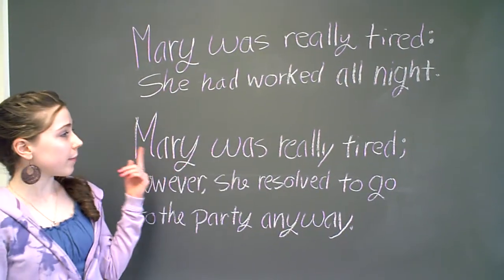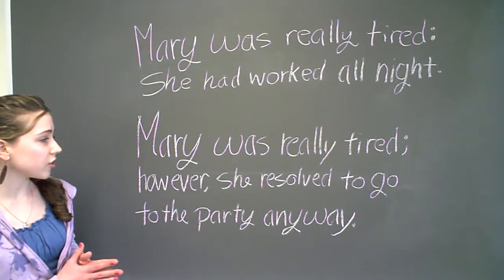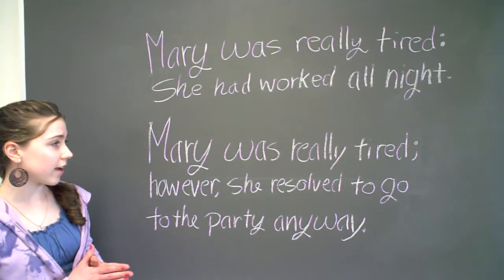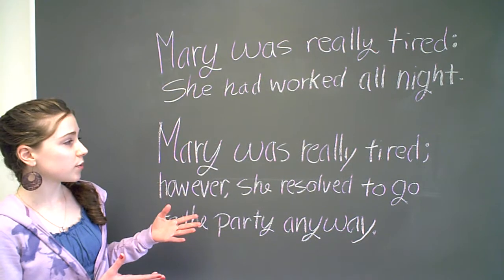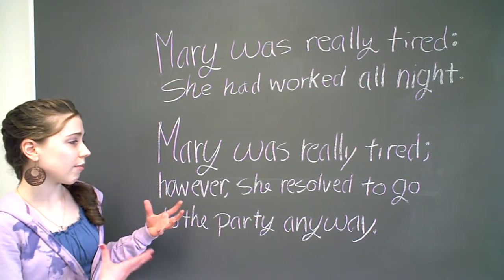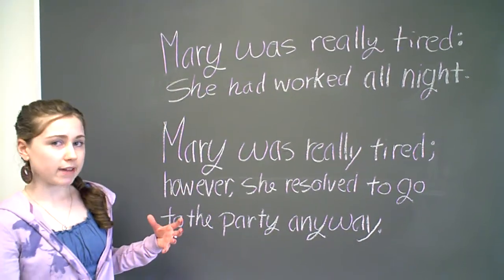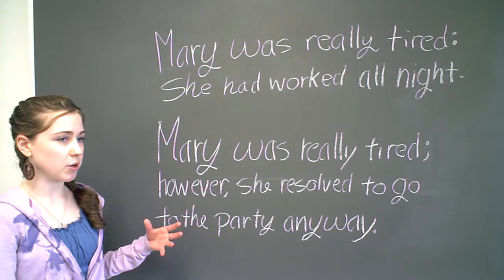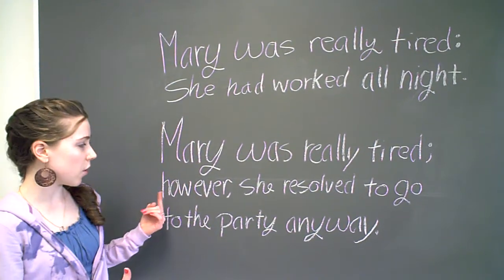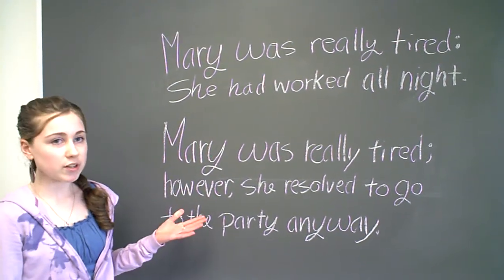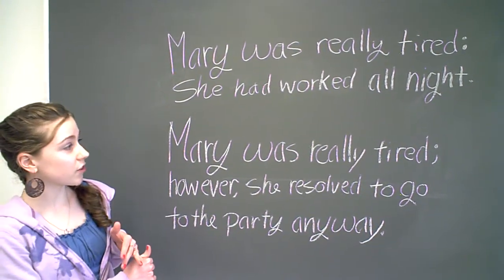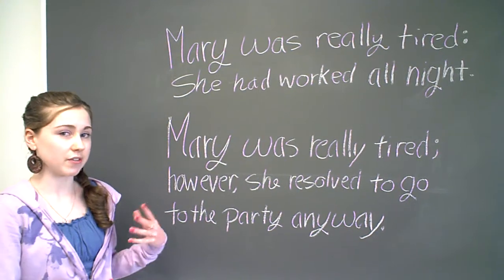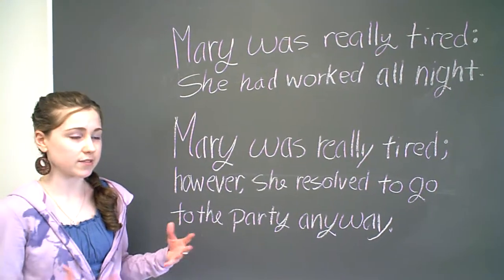Now this one, Mary was really tired. However, she resolved to go to the party anyway. Use the semicolon because it's not really explaining why she was tired. It's going on from that, just another sentence that comes after, but you want them to flow together and you're comparing them with the however. So that's one difference between the colon and the semicolon. Colon is if it's explaining the first sentence, and the semicolon if it's just a continuation or a contrast of some type.